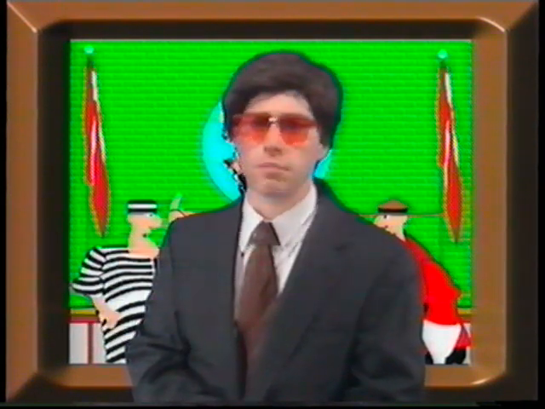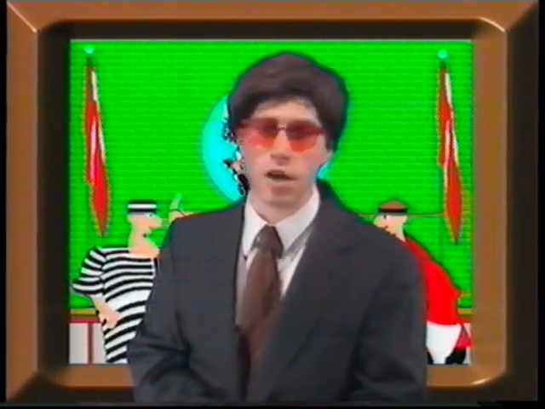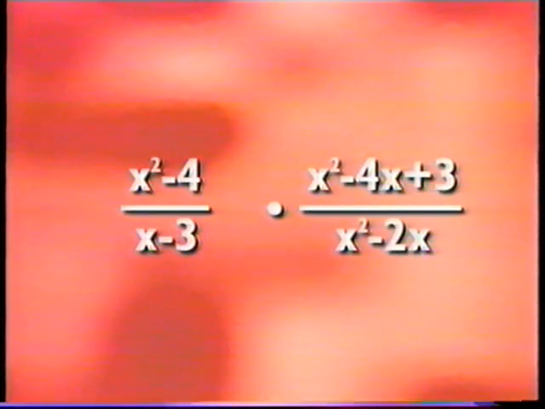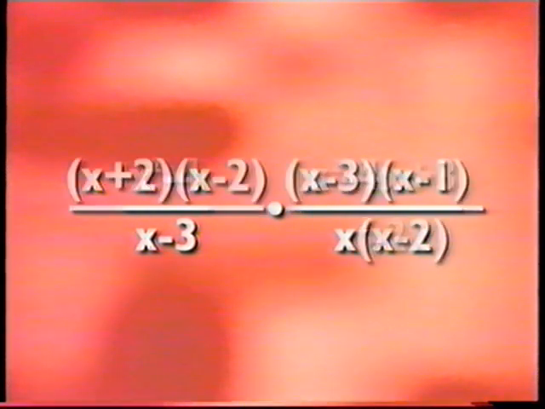In fact, sometimes the top and bottom start out in a form that can be factored. Give us an example. Multiply x squared minus 4 over x minus 3 by x squared minus 4x plus 3 over x squared minus 2x. But before doing the multiplication, factor all of the tops and bottoms of the fractions.